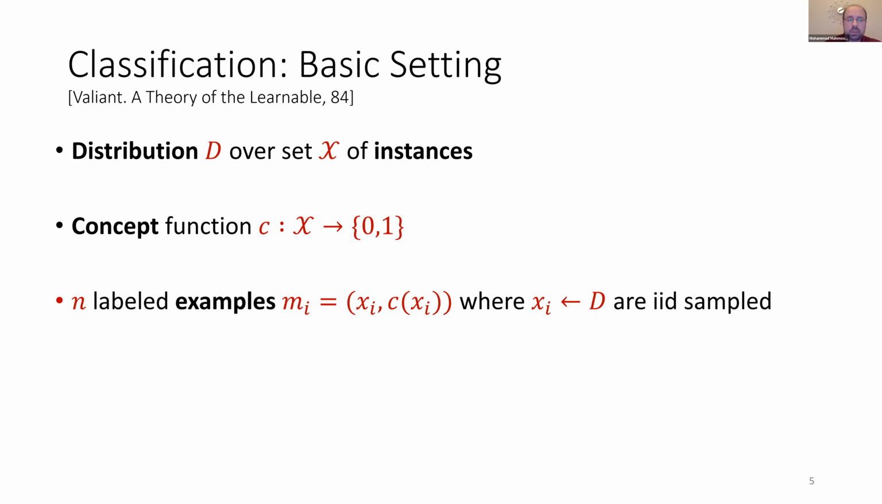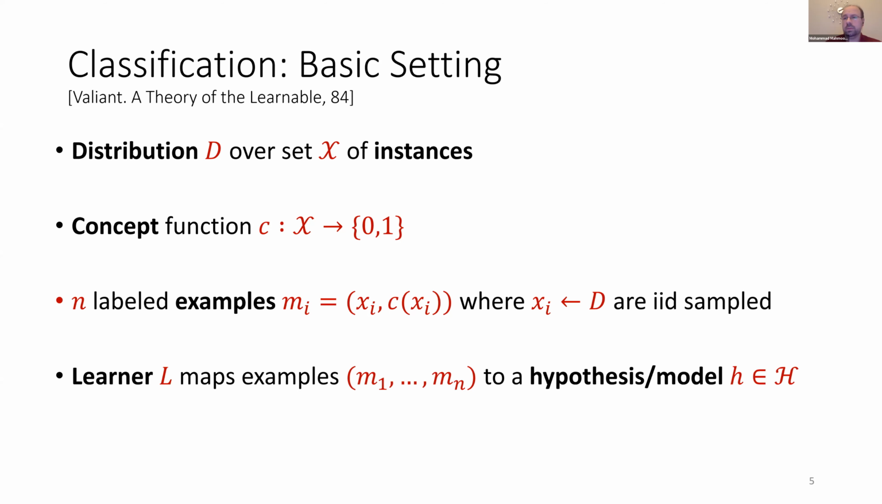Each example I'm going to denote by MI has two parts. The first part is this instance. It's sampled IID independently from the same distribution D. And all of them are labeled according to the concept function that we want to learn. And that's the job of the learner.